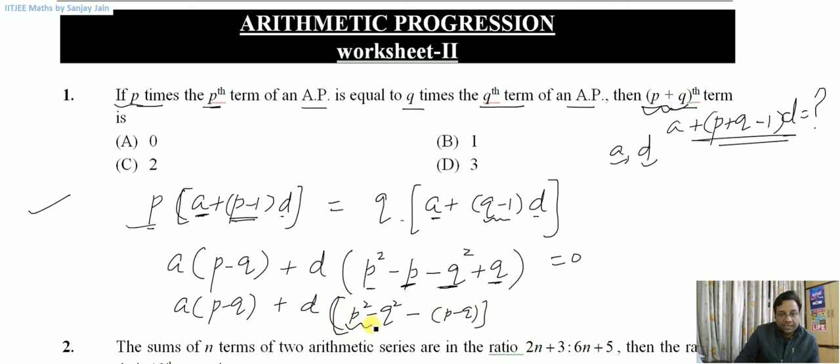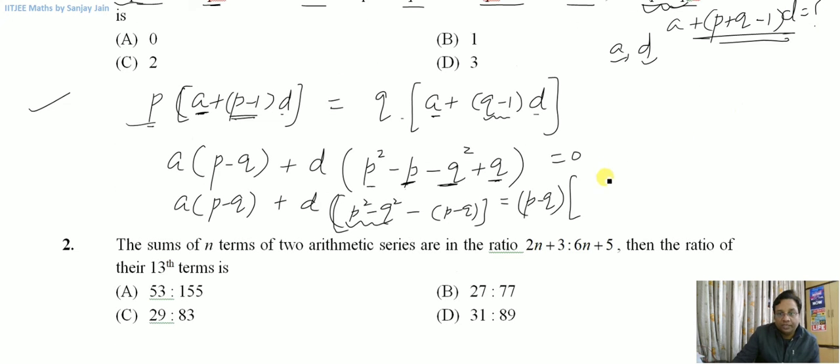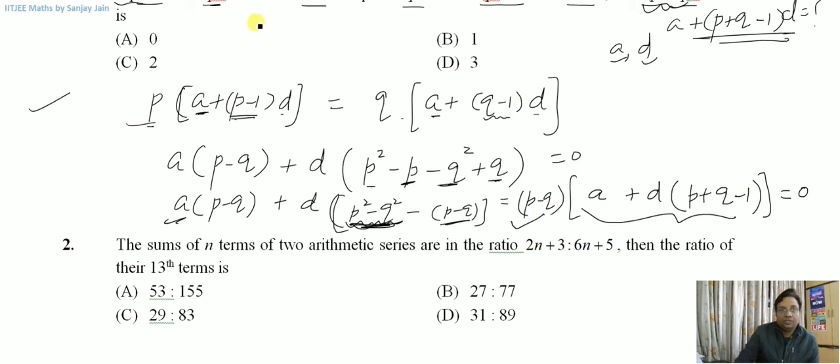Right? This again will have p minus q into p plus q, so I can take p minus q outside from everything. Okay, if I take p minus q outside, I'll have a here and then plus d. If I take p minus q out from it, it will have p plus q here, and here I'll have 1, and this is equal to 0. Now you see, either this has to be 0 or this has to be 0.